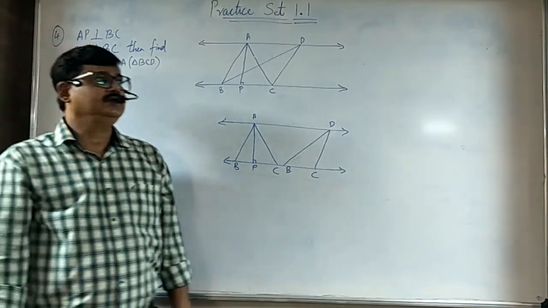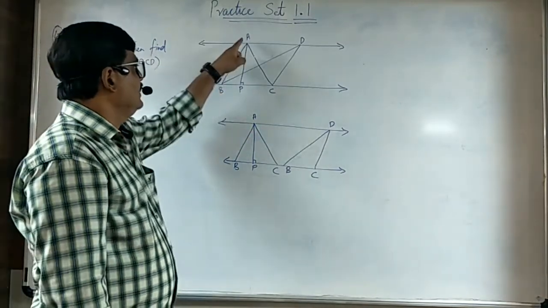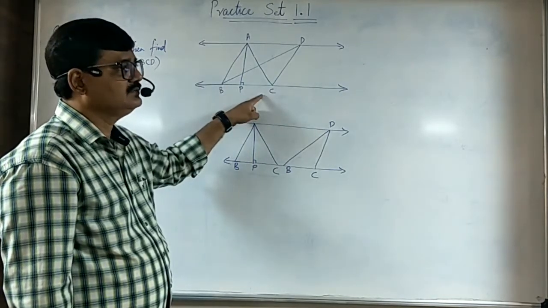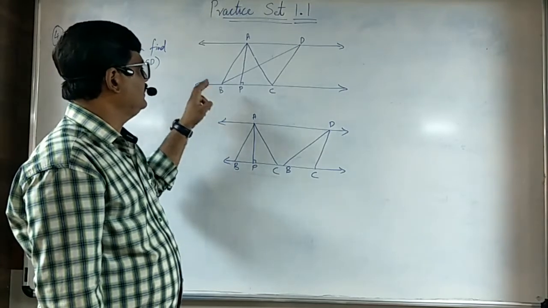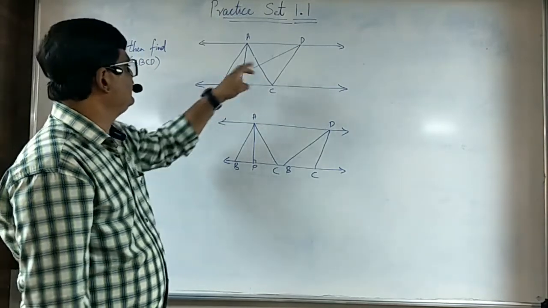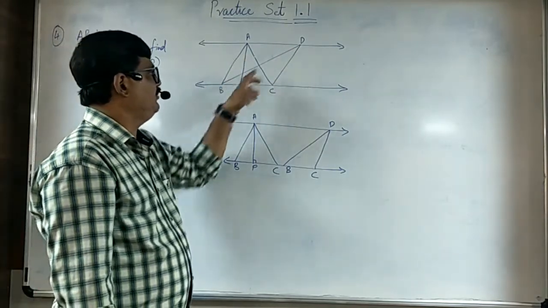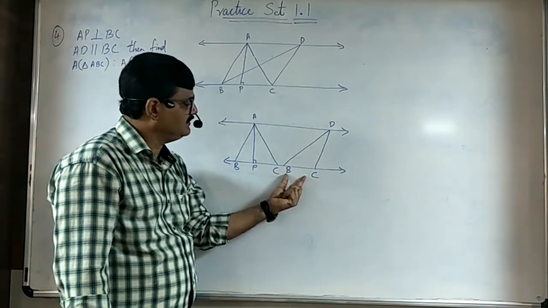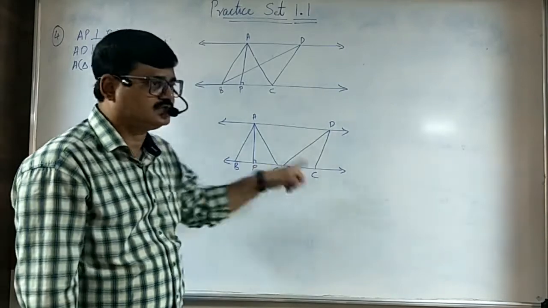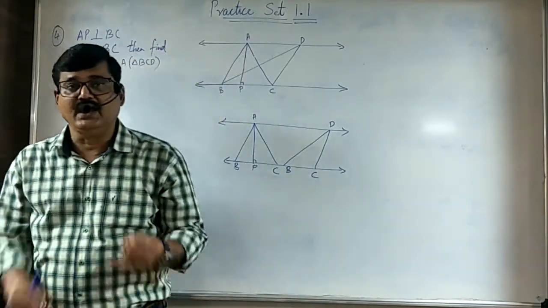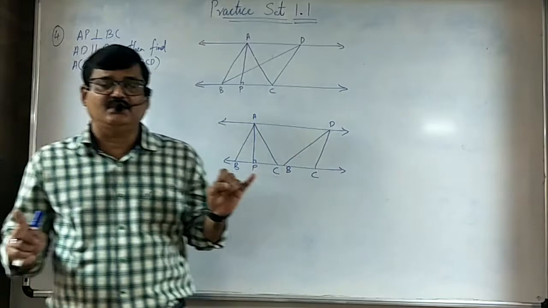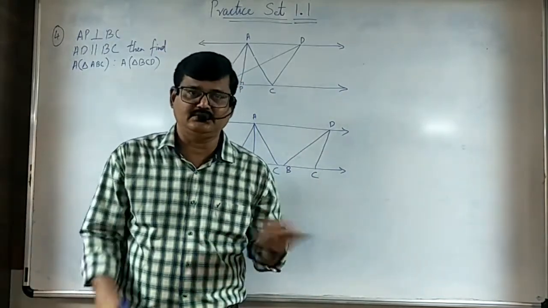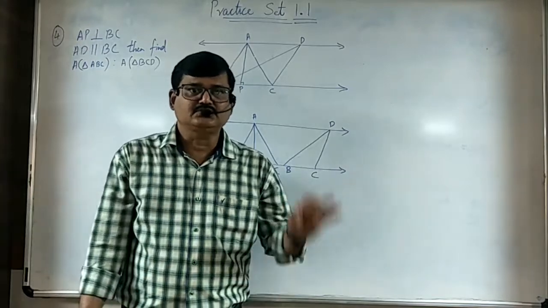Yes or no? Next part: in the area of triangle ABC, you have height AP. What is the base? BC. For triangle BCD, you can see the height is also AP, and the base of this triangle is also BC. So can you see that these two triangles have both equal? What is that? It is nothing but the height and also the base. The height and base are both equal over here. So let's see about that.